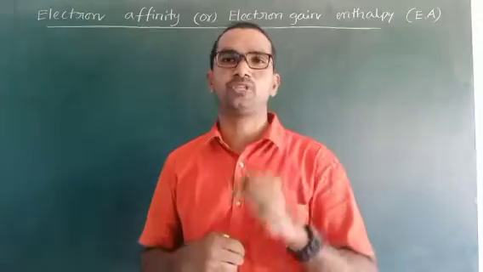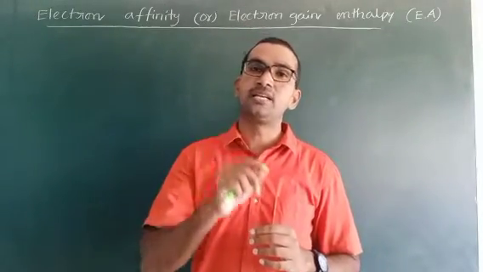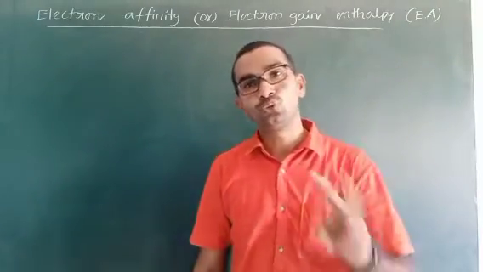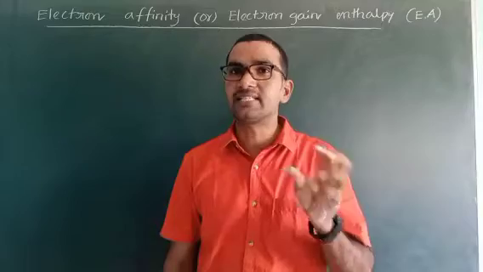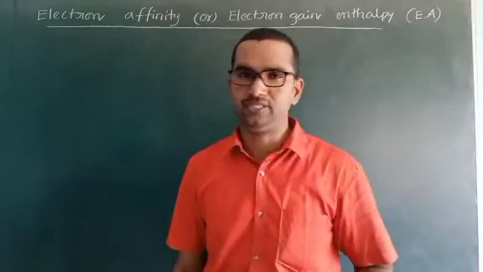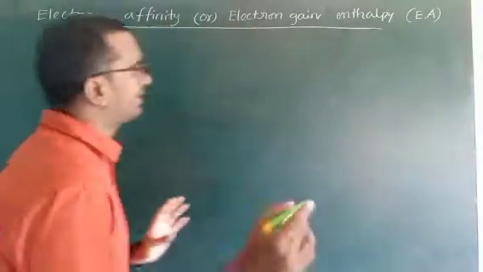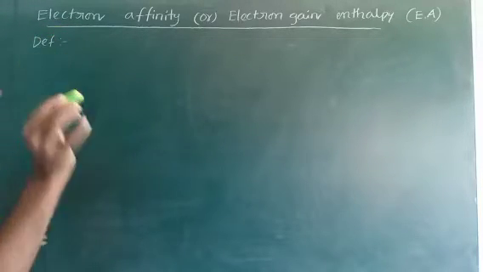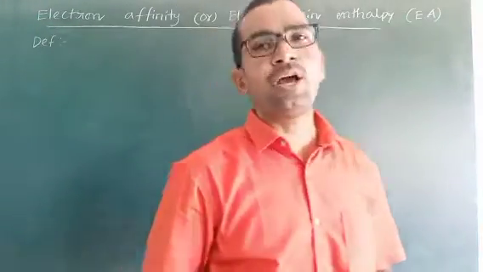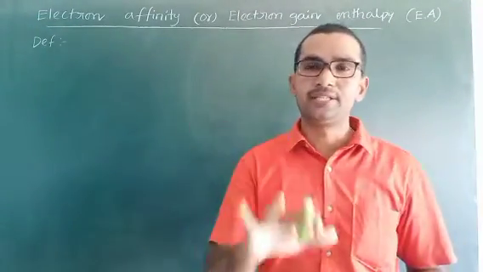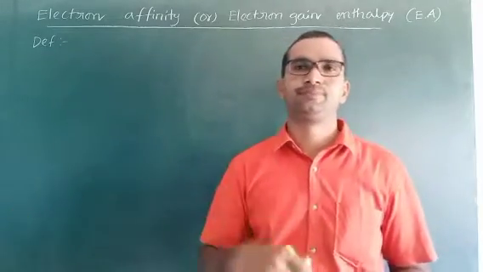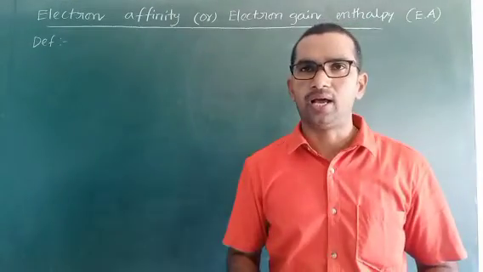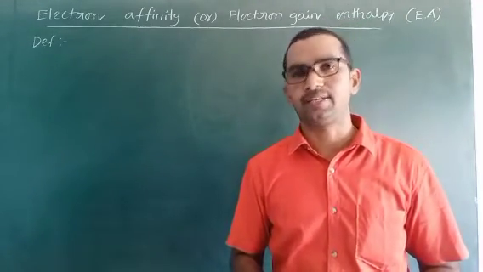Two types means there are two possibilities. Sometimes it releases energy, sometimes it requires energy. Two cases are possible. In which cases is energy required? That is important. Okay, Nandi? Right. All of you write the definition. Amount of energy released or required by adding an electron to the gaseous atom.